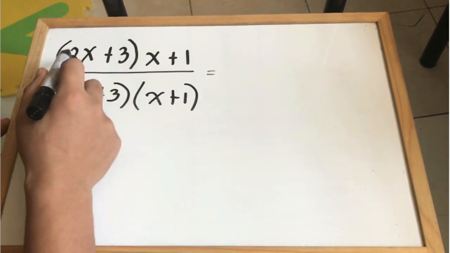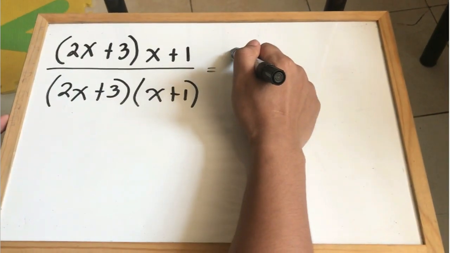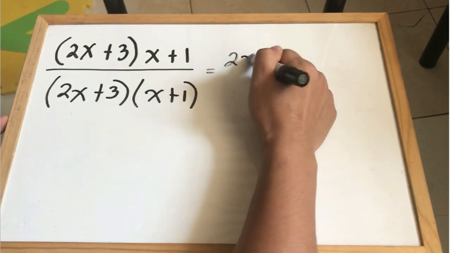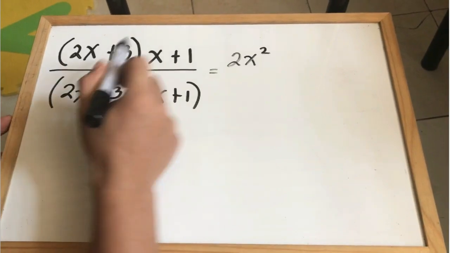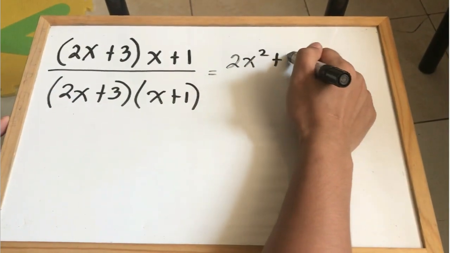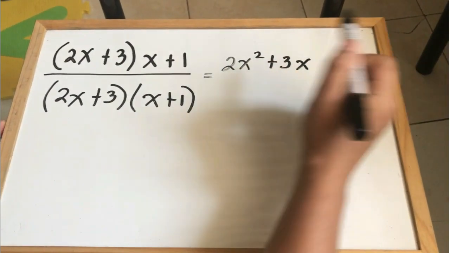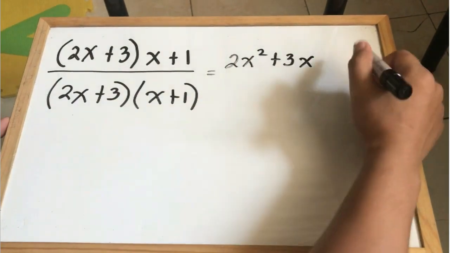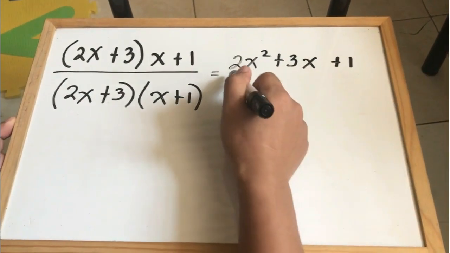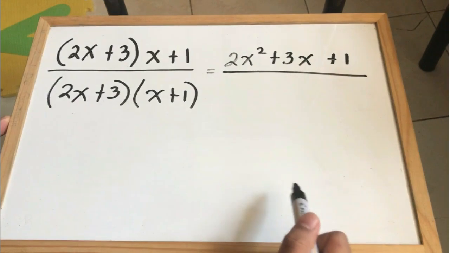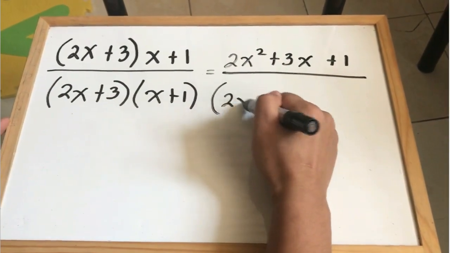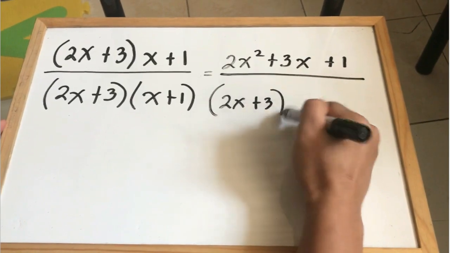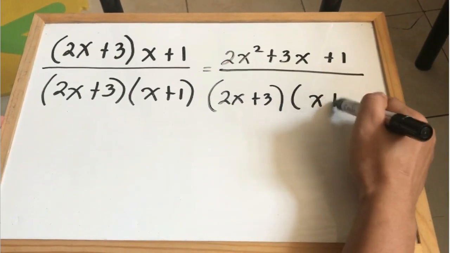So x times 2x will give us 2x squared. Next, x times 3, positive 3x. Then just copy positive 1. And over, copy the denominator: 2x plus 3, x plus 1.